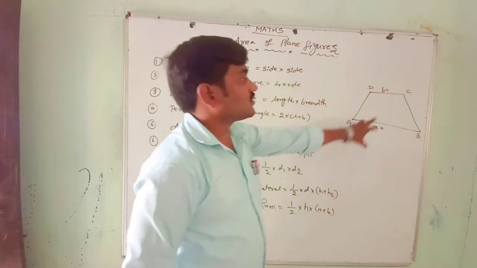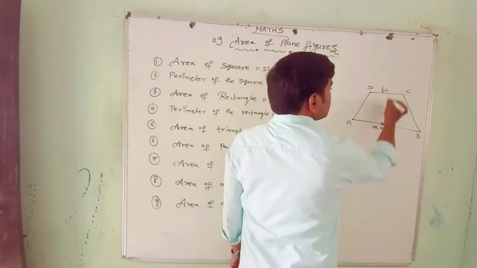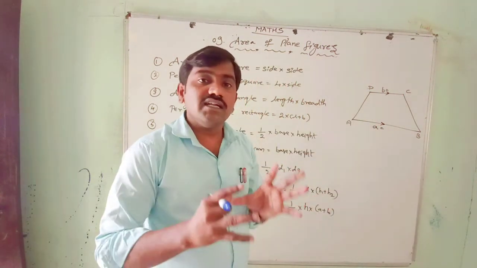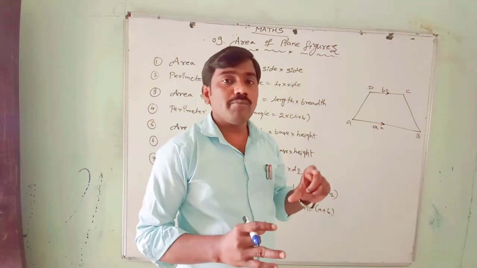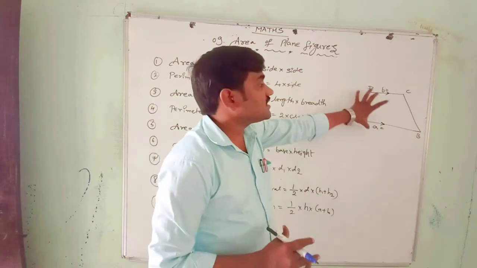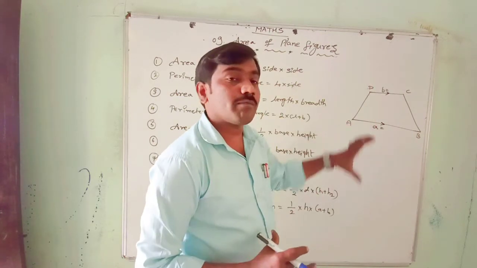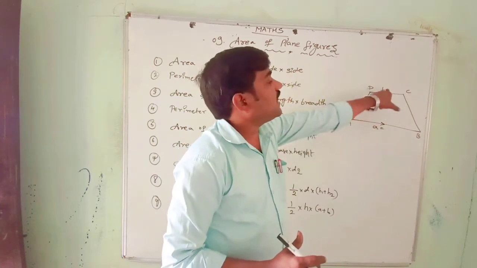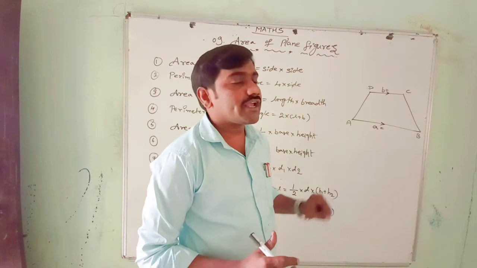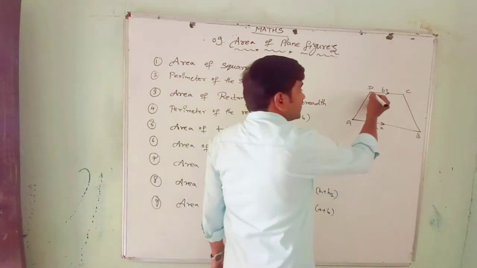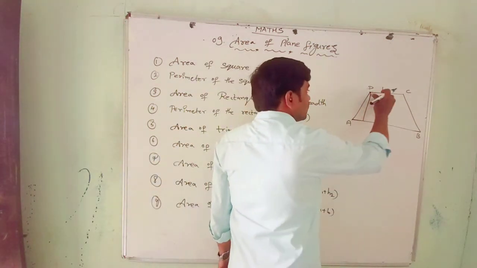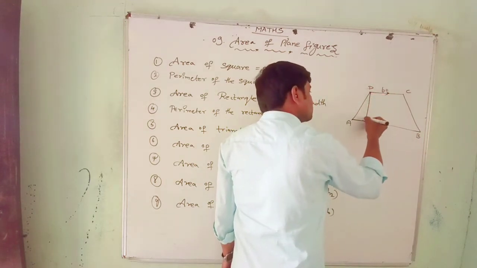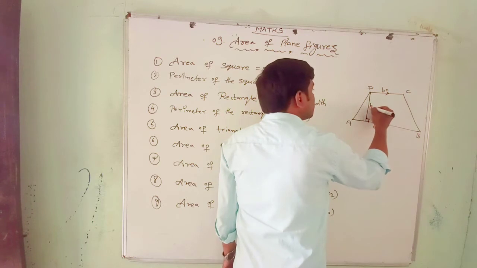So the sum of these parallel sides. These two are parallel sides. A trapezium will contain one pair of opposite sides that are parallel. Let us assume one side is a, the other parallel side is b, and the distance between these two parallel sides is known as the height of the trapezium, h.